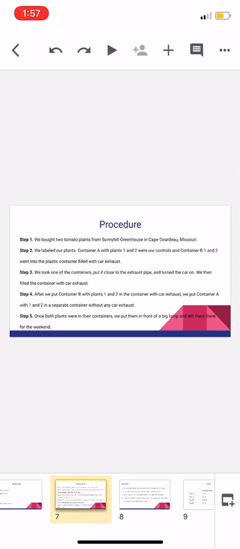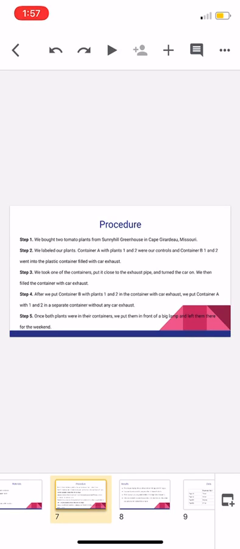We had 5 procedures. Step 1, we bought 2 tomato plants from Sunny Hill Greenhouse in Cape Girardeau, Missouri. Step 2, we labeled our plants. Container A, which had 2 plants, was our control, and container B also had 2 plants. Container B was the container with car exhaust inside.